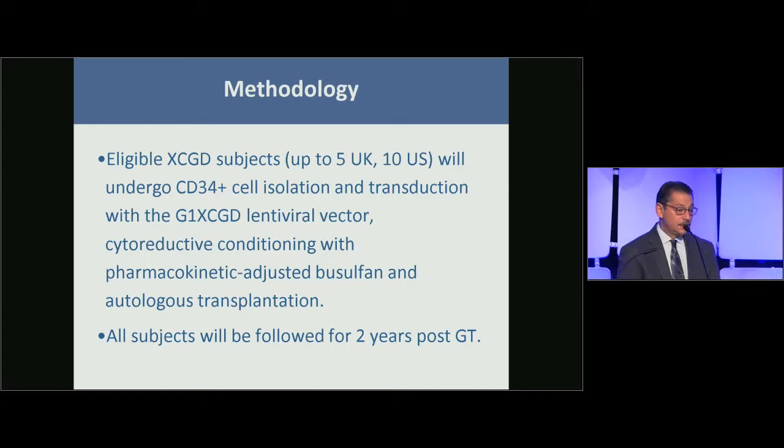So the methodology: the plan is to enroll 5 eligible subjects in the UK and 10 in the US. They will undergo CD34 isolation and transduction with the G1 XCGD lentiviral vector. Cytoreductive conditioning will be given with pharmacokinetic adjusted busulfan, followed by autologous transplant of the gene-corrected cells. And on the trial, the patients will be followed for 2 years of active follow-up.